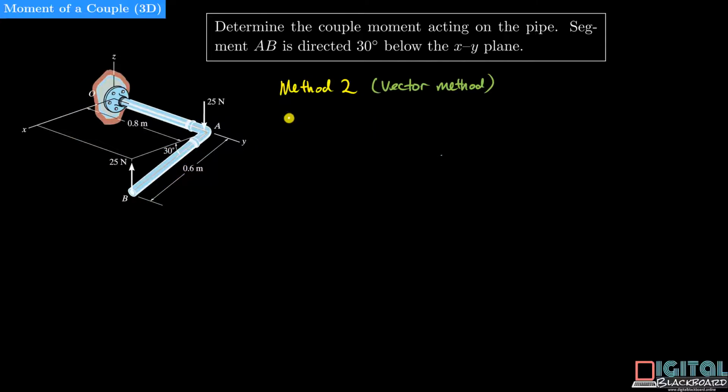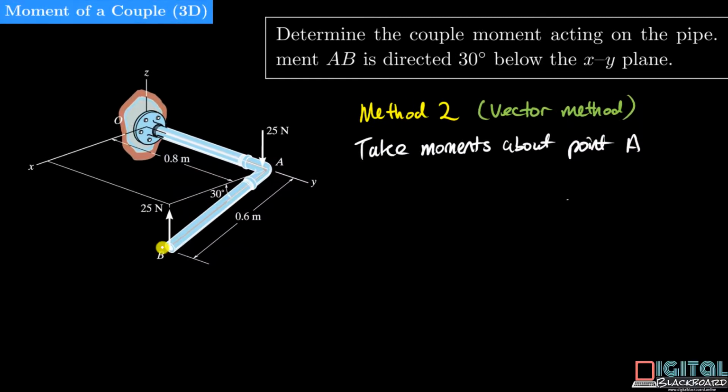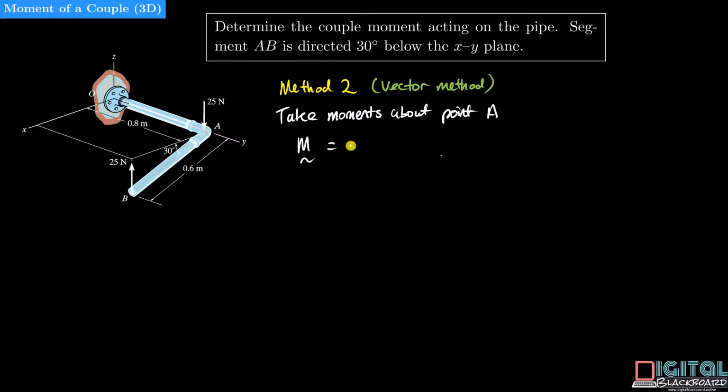The second method that we will use is a vector method. We can take moments about any point that lies on either of these two vectors. If we choose to take moments about point A, then obviously this couple force pointing in the negative Z direction will disappear because there's no moment arm. So we take moments about point A. In this case, the moment is solely due to this 25 newton couple force acting at point B.